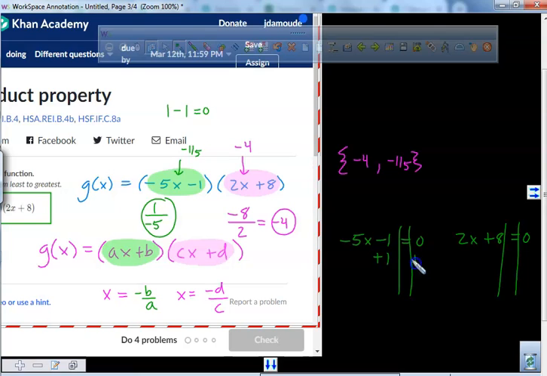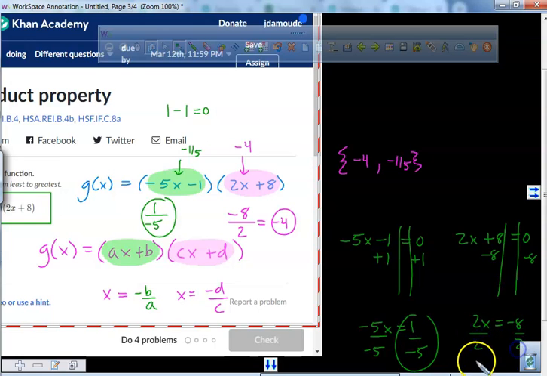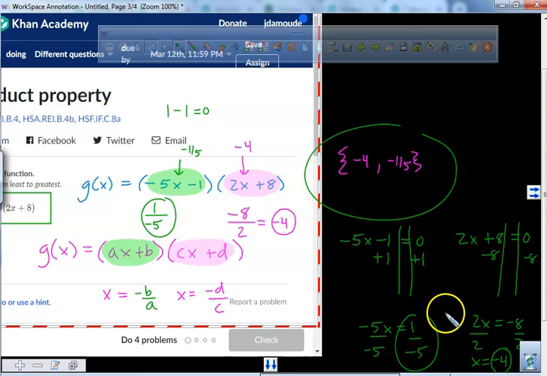So I could still add 1 to both sides. You get negative 5x. Divide both sides by negative 5, and you still get what? Negative 1/5. Over here, what could you still do? Subtract 8 from both sides. Get 2x equals negative 8. Divide both sides by 2, and x would still equal negative 4. So you'll still get the same answers, just a faster way to do it. So right now we've shown you the long way and the shortcut, but there's only one more way to show you, and that's the Desmos way.